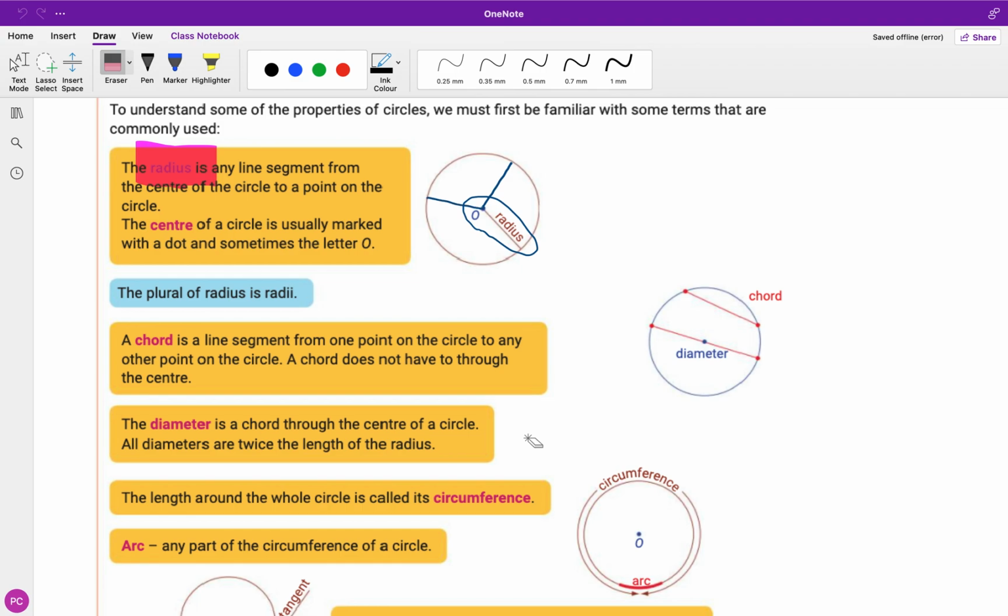There's another radius. Any one from the center to the edge. The plural of radius, so I've drawn more than one radius there, is radii.